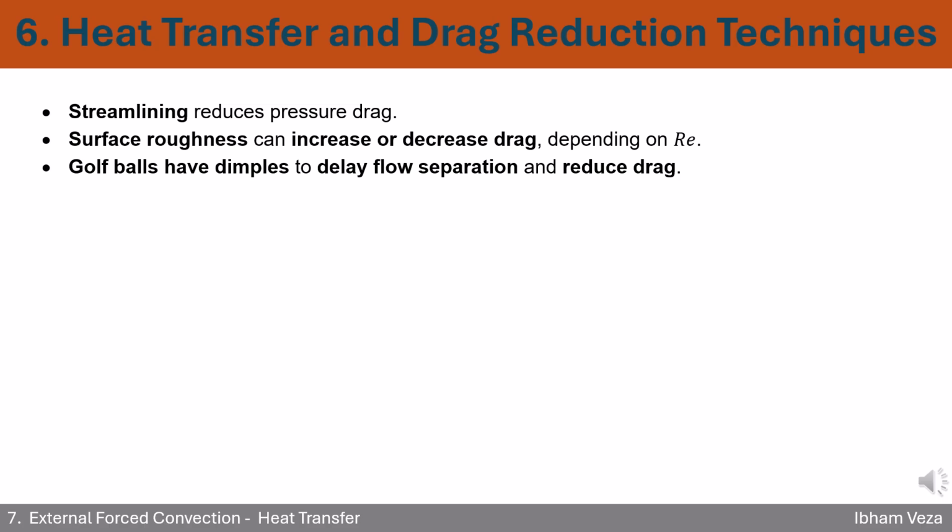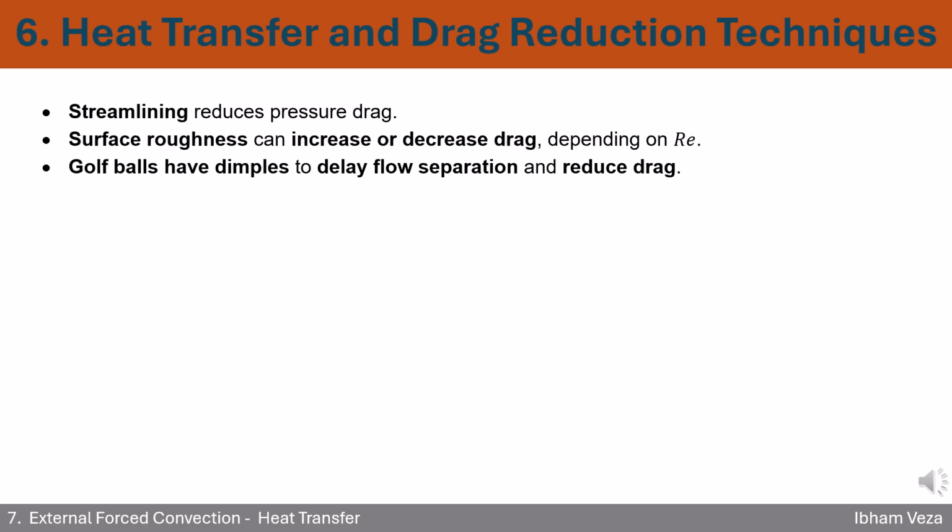But here's a twist. Surface roughness doesn't always make things worse. Depending on the Reynolds number, roughness can either increase or decrease drag. In some cases, it actually helps by tripping the flow into a more stable turbulent layer earlier. A classic example is the golf ball. Those dimples are there on purpose, not for style, but to delay flow separation. By doing that, the wake is smaller and the ball flies farther with less drag.